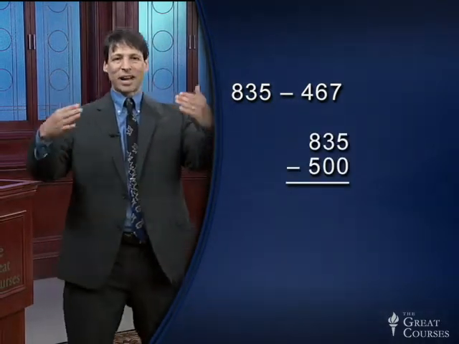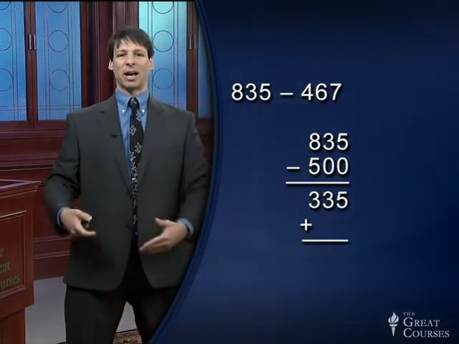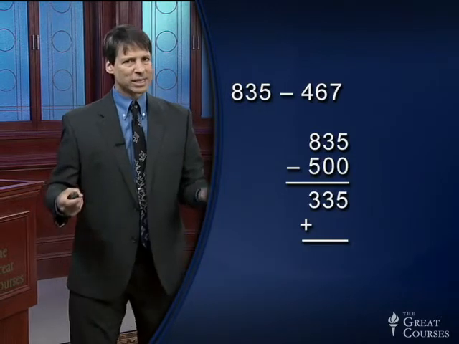Okay, now let's go back to our original problem, 835 minus 467. Since 67 is bigger than 35, I'm going to do this problem by subtracting 500, then adding back something. Okay, so here we do. 835 minus 500 is 335 plus something.